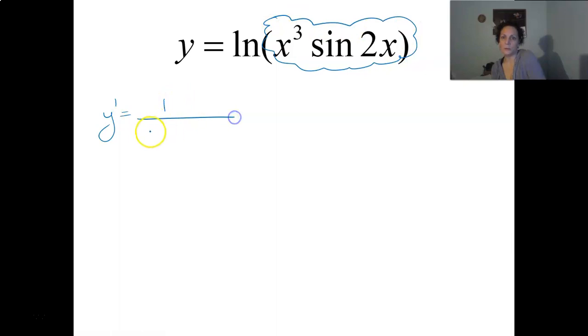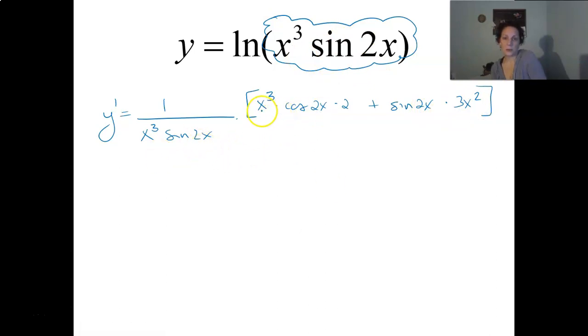I'm going to do 1 over x cubed sine 2x, and then I have to chain rule. And again, note that that chain rule is on top. Here in this chain rule, I've got a product, right? So I'm going to do my product rule. So x cubed, derivative of sine is cosine. And then sine, derivative of x cubed is 3x squared.